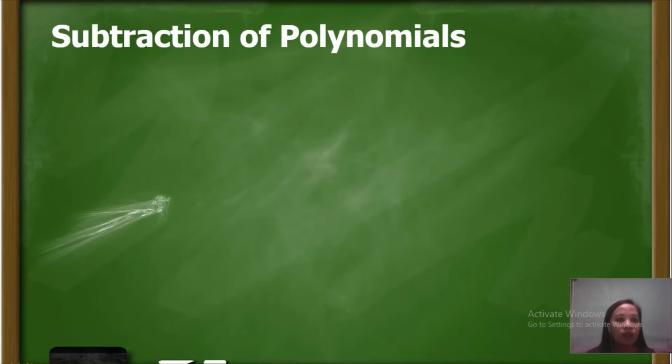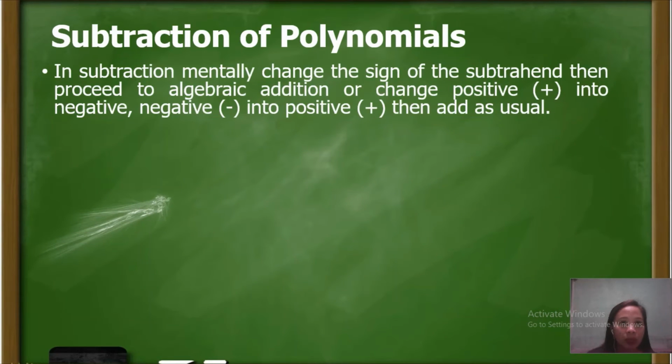We have here also subtraction of polynomials. Do you know already how to add polynomials? It's very easy, no? Okay, in subtraction, mentally change the sign of the subtrahend, then proceed to algebraic addition, or change positive into negative and negative into positive, then add as usual.